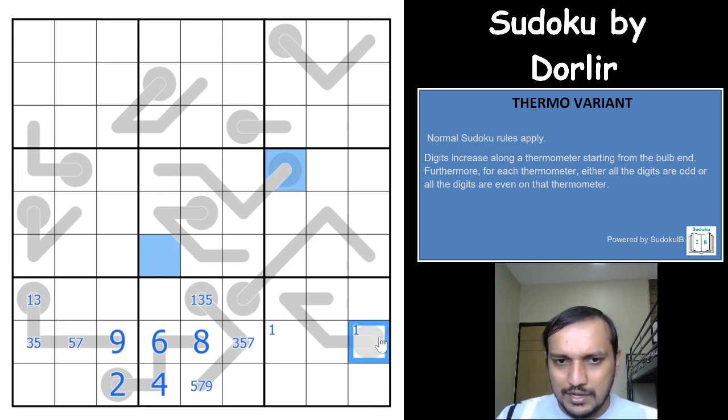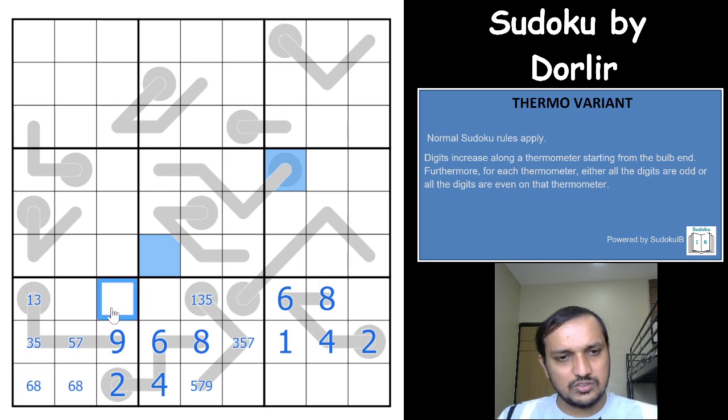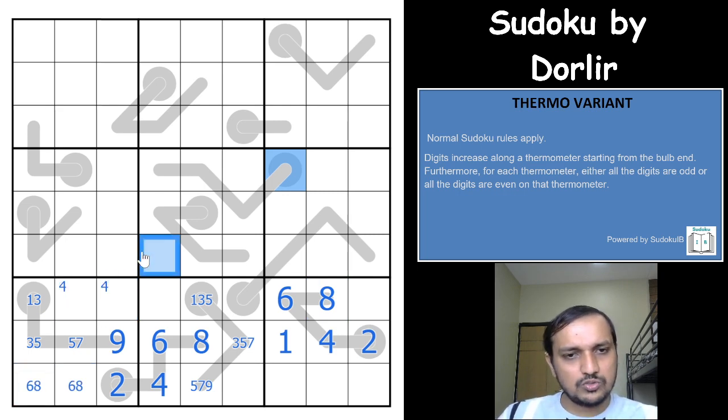Now if this is 1, this again would have to be odd. And you already have 5 odd digits used. So which means this is not a 1. This would have to be a 1. That gives you a 2, 4, 6 and an 8. Which means these 2 digits are 6 and 8. You have a 4 in one of these 2 cells.